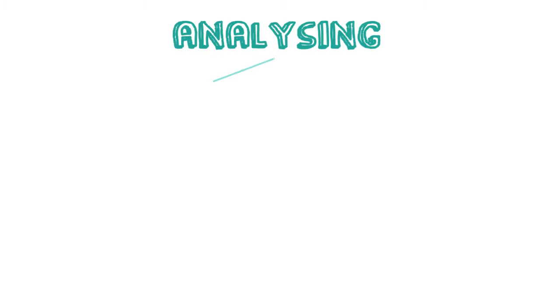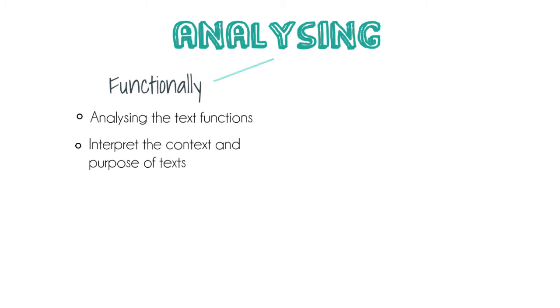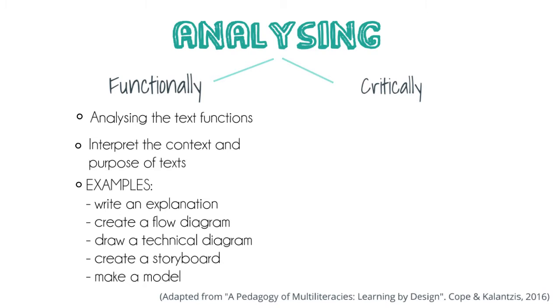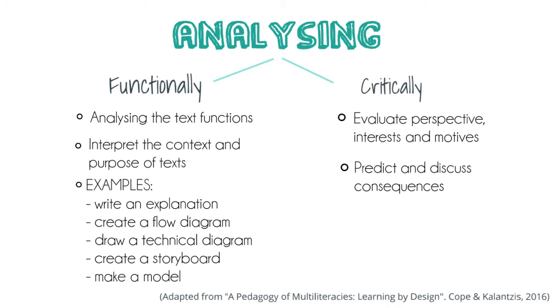Analysing occurs both functionally and critically. When analysing functionally, learners explore cause and effect, develop chains of reasoning, and explain patterns in text. Analysing critically involves evaluation of your own and other people's perspectives, interests, and motives. Critical analysis is a deeper level that can include debating, predicting, reviewing, identifying stereotypes, and exploring human interest and motivation.